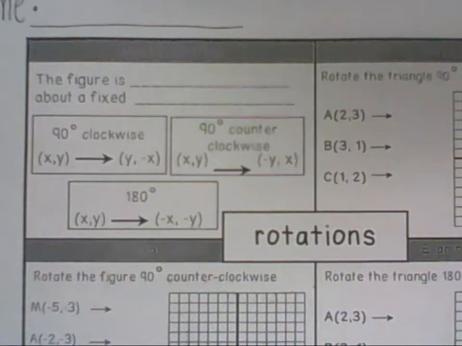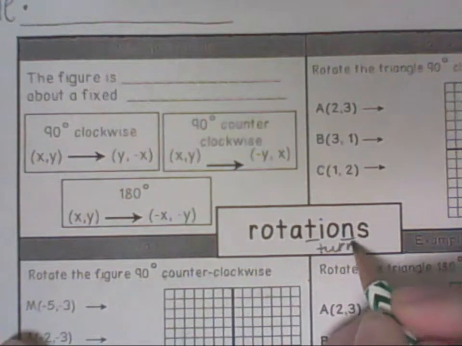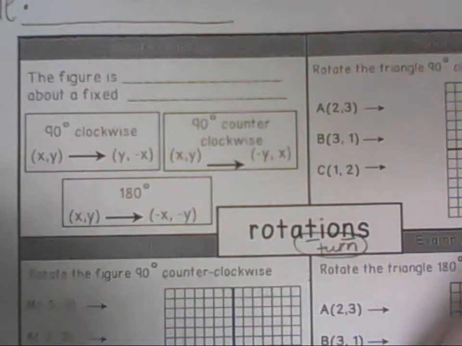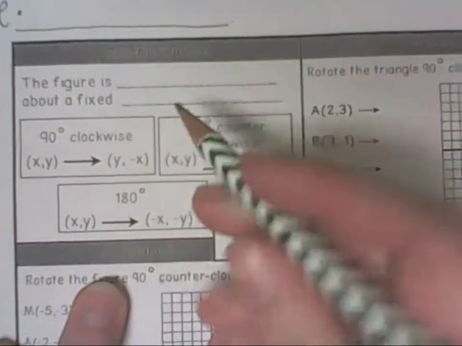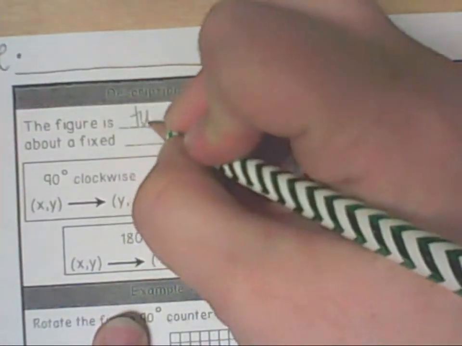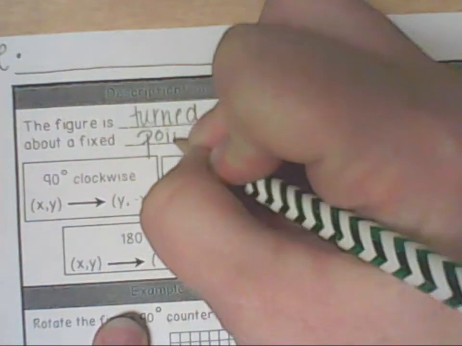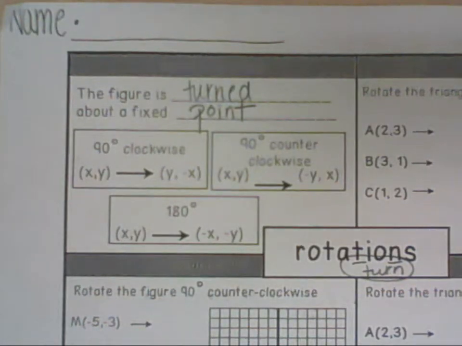All right, in this lesson, we're going to learn about rotations. Rotation means to turn. Okay, we're going to turn the object around a point. Okay, the point of rotation. So the figure is turned about a fixed point. And we have some rules that we're just going to have to memorize, guys, okay?